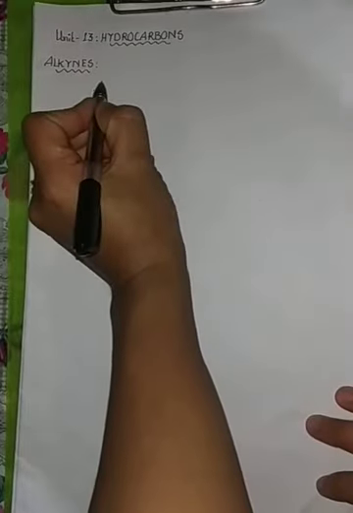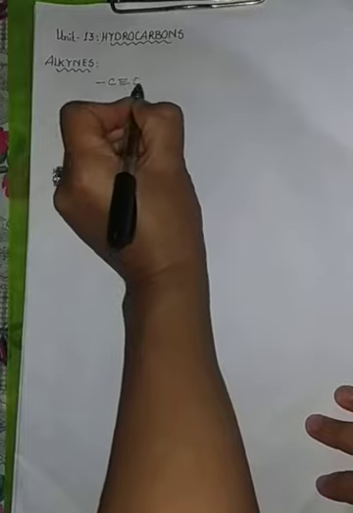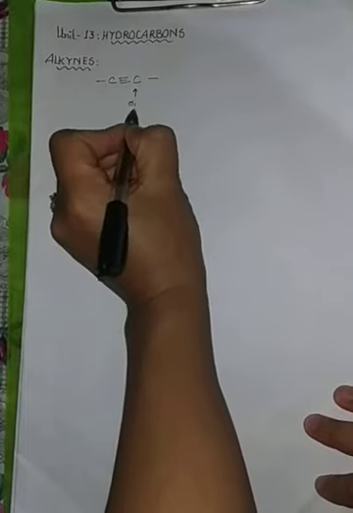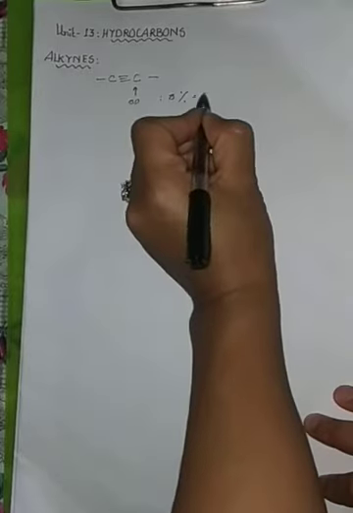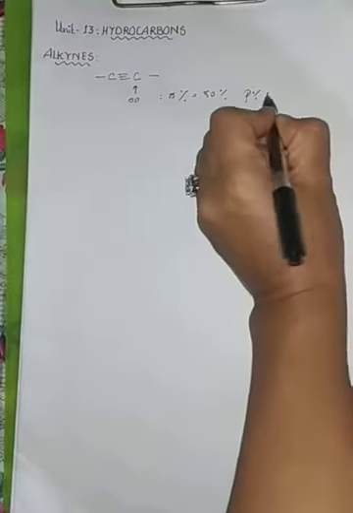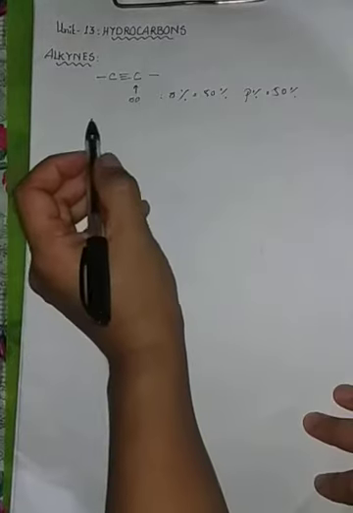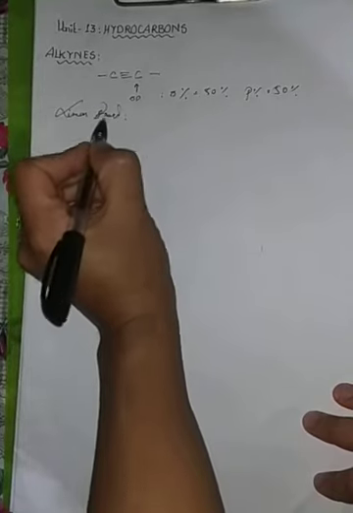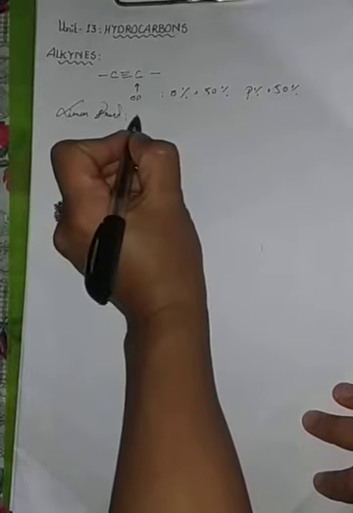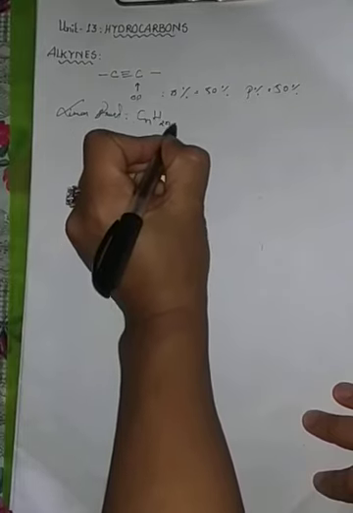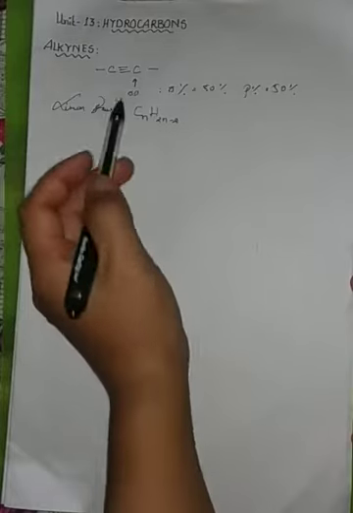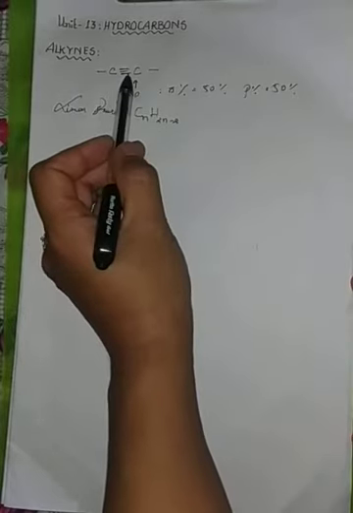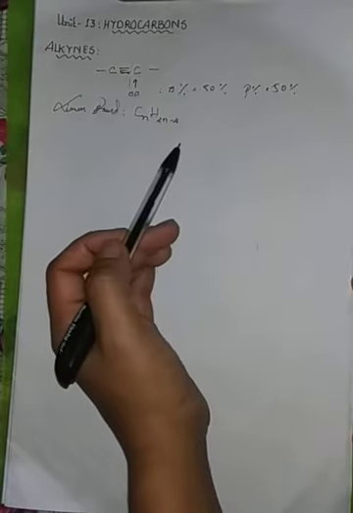Alkynes have a carbon-to-carbon triple bond, and the carbon atom is sp hybridized, where the s character is 50% and the p character is also 50%. Alkynes have a linear structure, and the general formula of alkynes is CnH2n minus 2. In alkynes, there are two pi bonds and one sigma bond. That is, two of the bonds are formed by pi bonds and one bond is formed by a sigma bond.